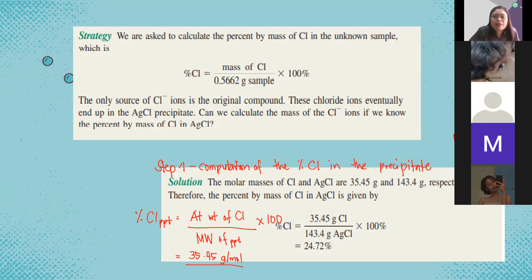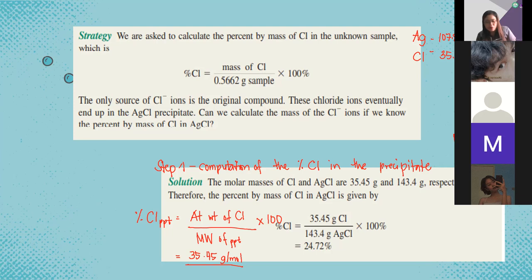Now, molecular weight of the precipitate. Again, the precipitate is silver chloride. So, alam natin na chloride is 35.45. Can you look at the silver? Ilan yung ano class? Atomic weight ni silver dyan? 2 decimal places, please. 107.87 po. So this is 107.87. This is 35.45. This is from the book.